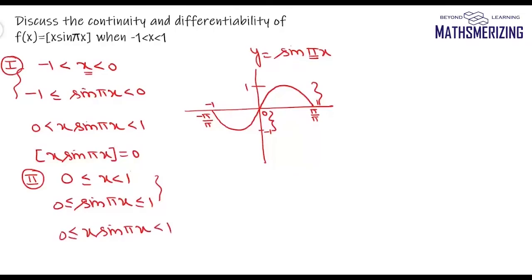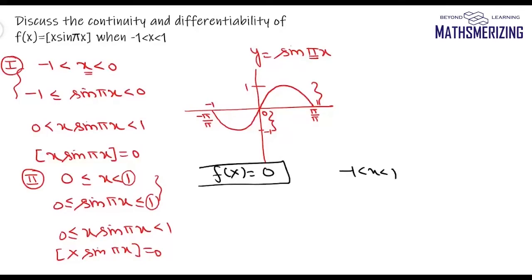It will be less than 1 because in order to achieve the value 1, both of them have to be 1 simultaneously. But they are not 1 simultaneously at any point. So this value will always be less than 1. So in this case also, greatest integer function of x sine pi x is 0. So the given function f(x) in the interval -1 to 1 is nothing but a constant function which is 0. And any constant function in an open interval is both continuous as well as differentiable. So the answer is, this function is continuous and differentiable in -1 to +1.